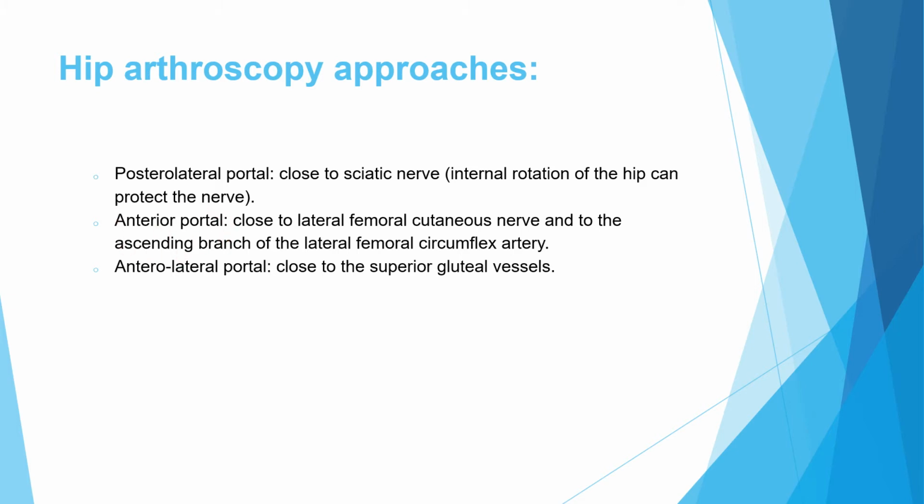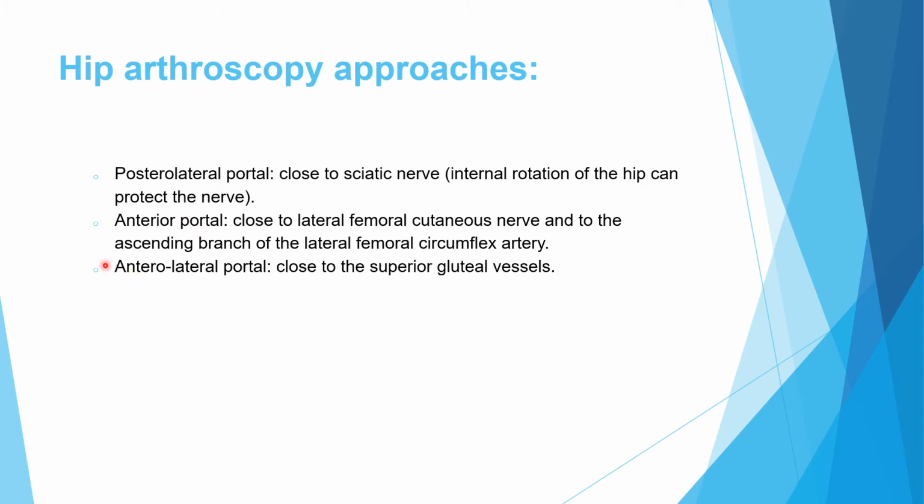Anterior portal, again close to the lateral femoral cutaneous nerve. So the lateral femoral cutaneous nerve keeps coming with many approaches. It came to us with the anterior iliac harvesting, and it came with the anterior approach, and also it's with the anterior portal for the hip arthroscopy. Also, it's close to the ascending branch of the lateral femoral circumflex artery, which we said is also a risk for the anterior hip approach. So the two structures at risk for the anterior hip approach are also close to the anterior portal.